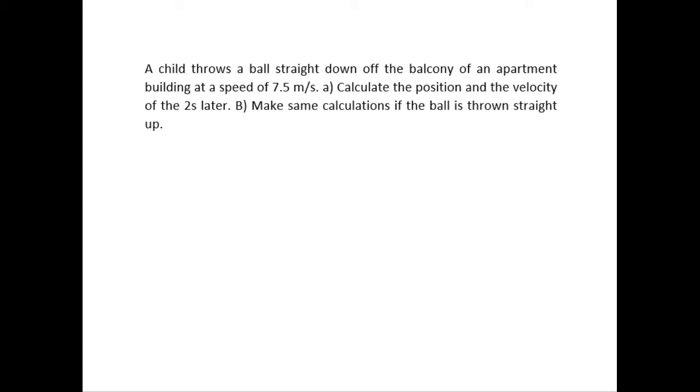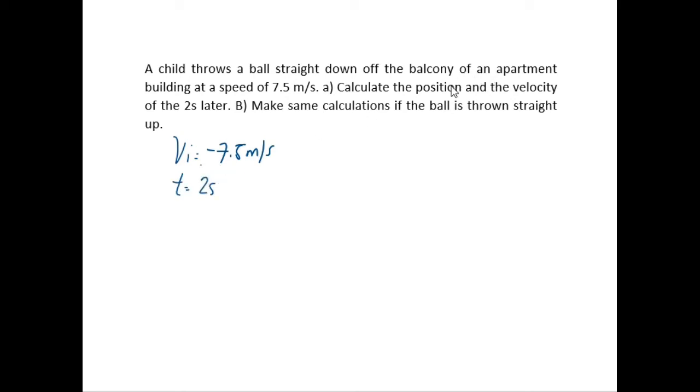Okay, so let's solve the problem. A child throws a ball straight down off the balcony of an apartment building at a speed of 7.5 meters per second. Calculate the position and the velocity of the ball 2 seconds later and make the same calculations if it is thrown straight upwards. So this time, if it's thrown straight downward, the initial velocity is negative 7.5 meters per second, and the time given is 2 seconds.